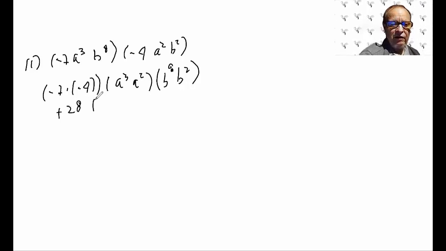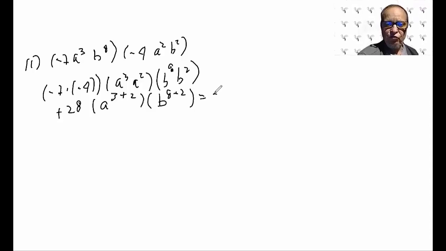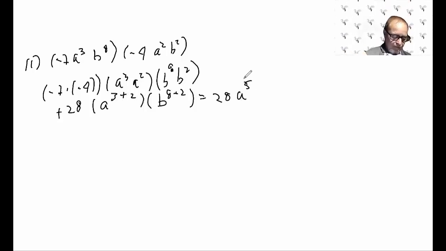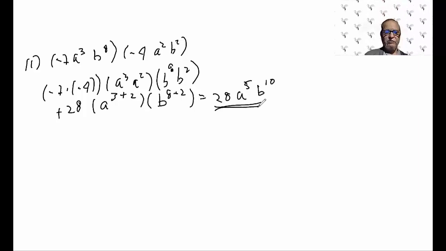And then I use my product rule here where I have a 3 plus 2, and then my product rule here for b where I have 8 plus 2. So I finally get 28. A, 3 plus 2 is 5. And then b, 8 plus 2 is 10. And that's my final answer.